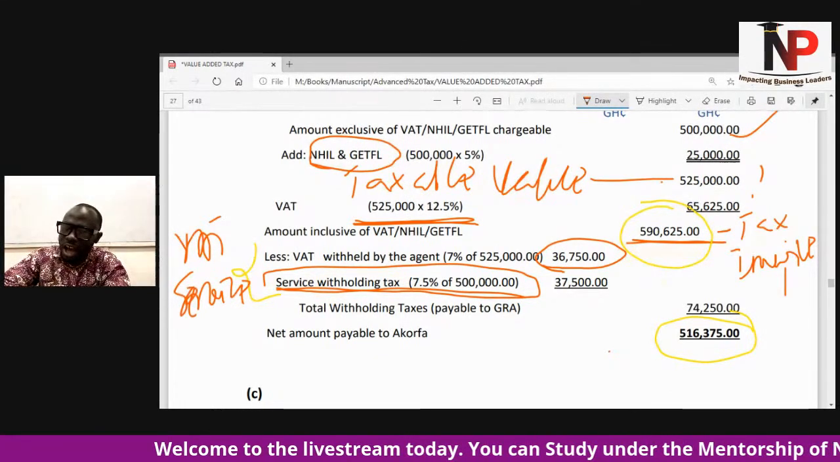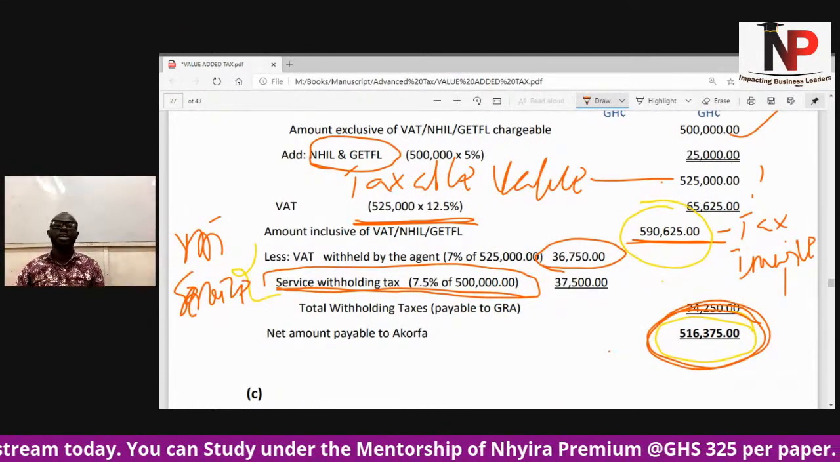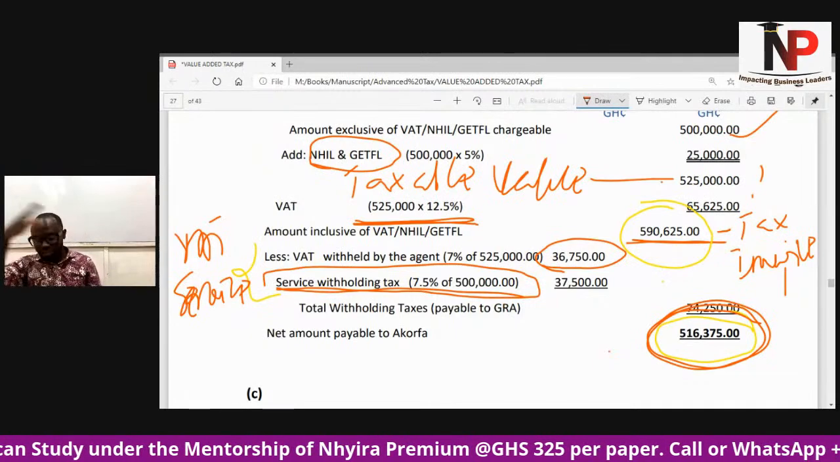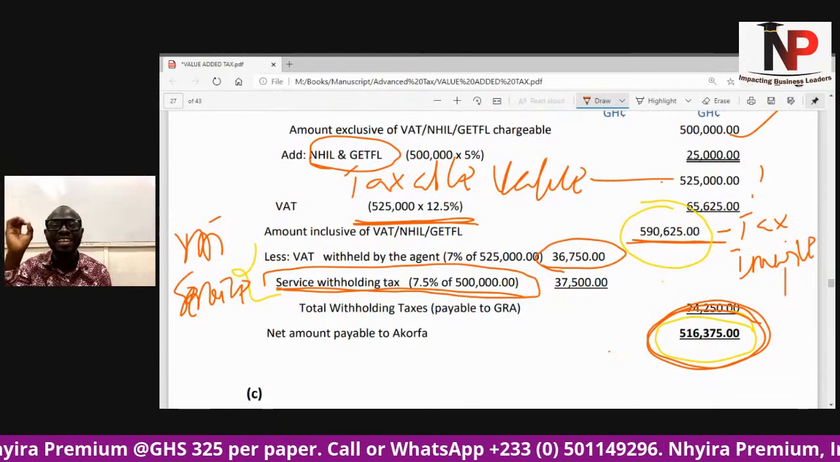That's it. So this is now how much ACCA Vignon will be receiving for the services that has been rendered. This is what you have to understand about value-added tax.